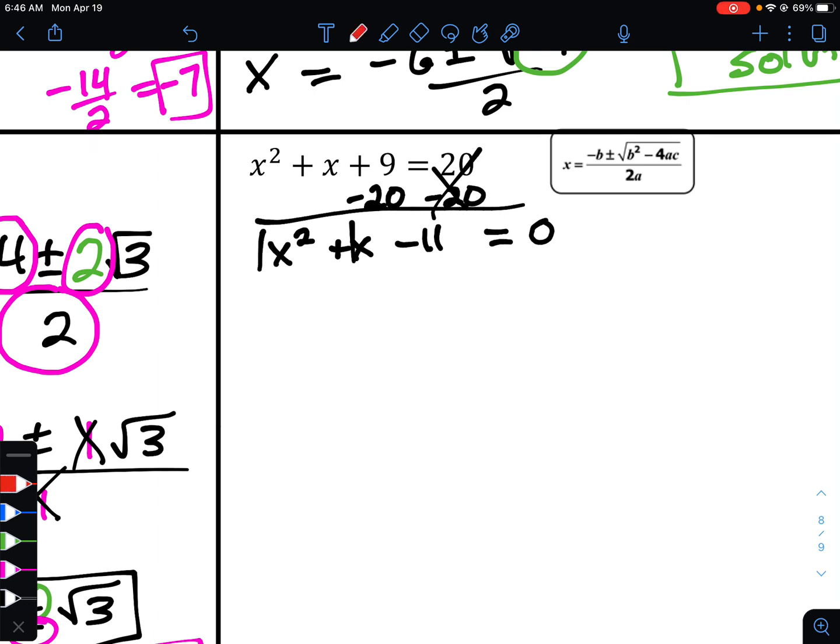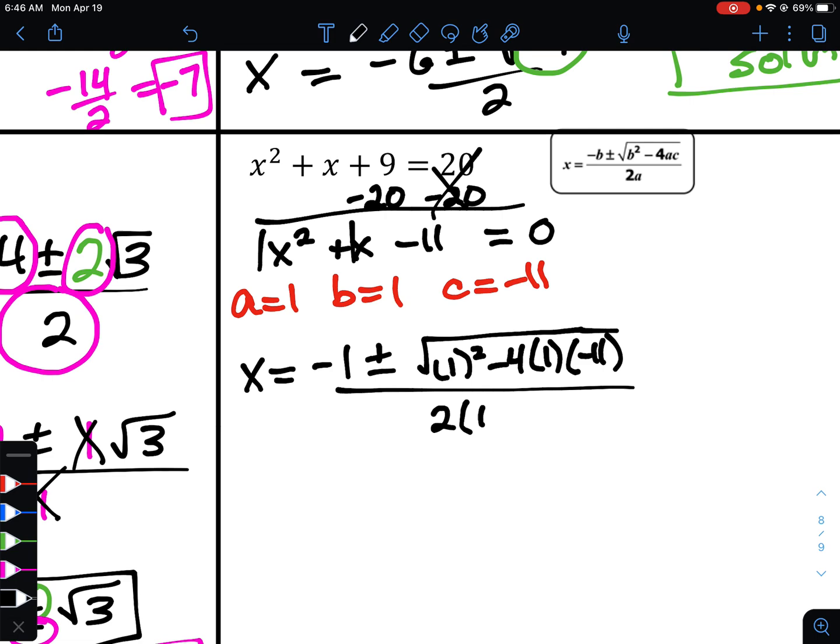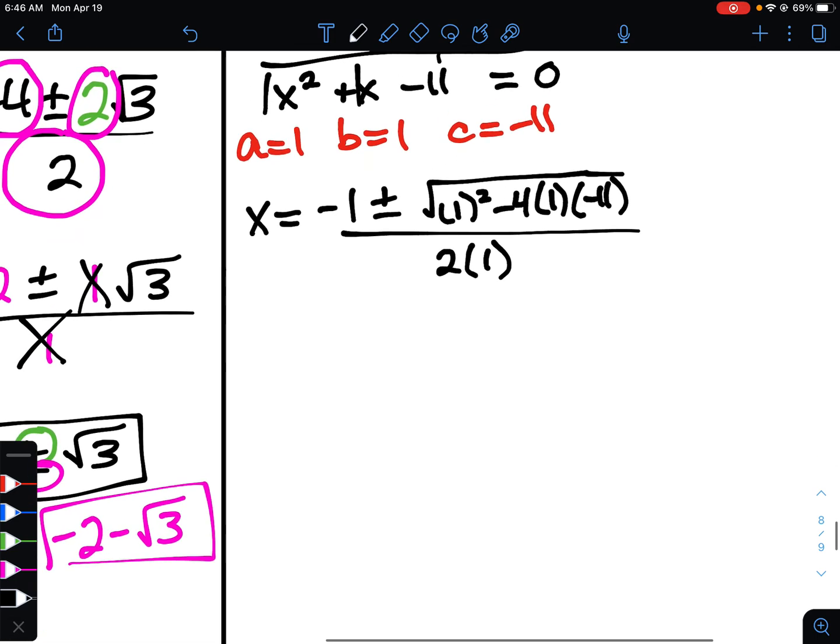Now that we've got it equal to 0, we should be good to go ahead and say what a, b, and c are. It looks like a is going to be 1, b is also 1, and c is negative 11. So now putting those into our formula, we're going to say x is equal to the opposite of b, so opposite of 1 is negative 1, plus and minus your square root of b squared, which is 1 squared, minus 4 multiplied by a, which is 1, multiplied by c, which is negative 11. All of that goes over 2a, so that's 2 multiplied by 1.